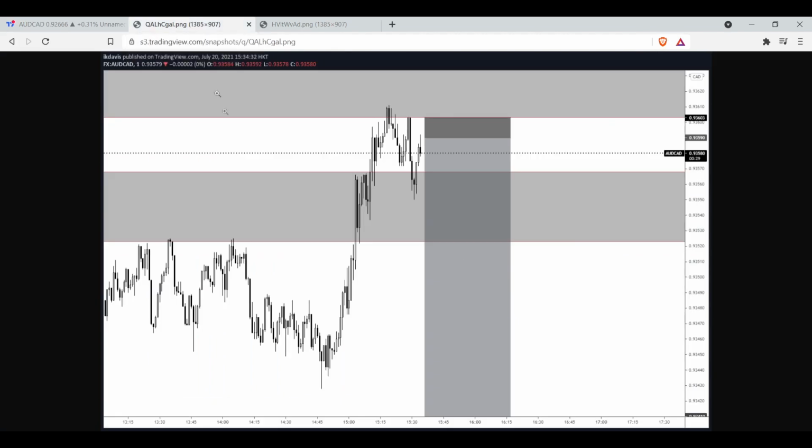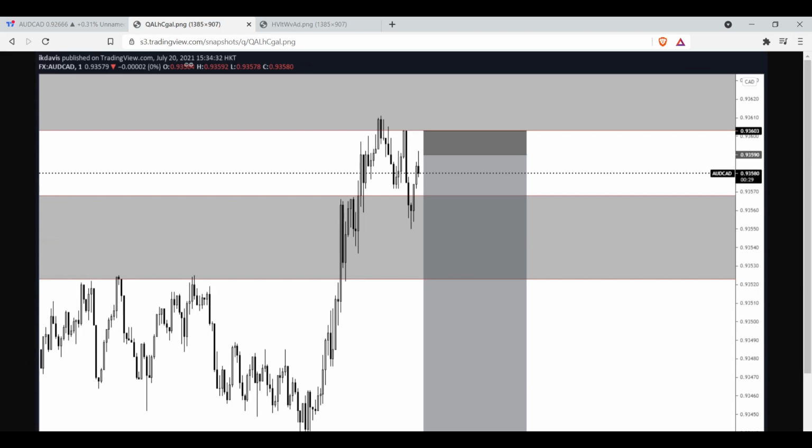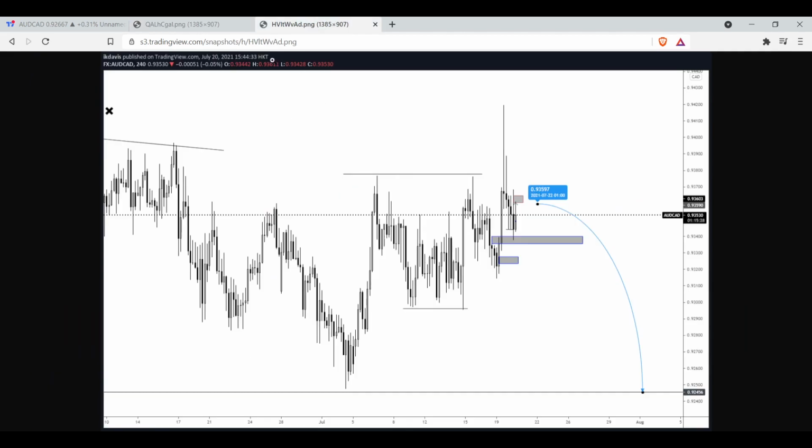Now, before we do, I want to show you guys the timestamps. You can see the before screenshot here was taken on the 20th of July 2021 at 3:34 Hong Kong Standard Time, which is basically about 30 minutes after London Open. And we also have another screenshot here as well.